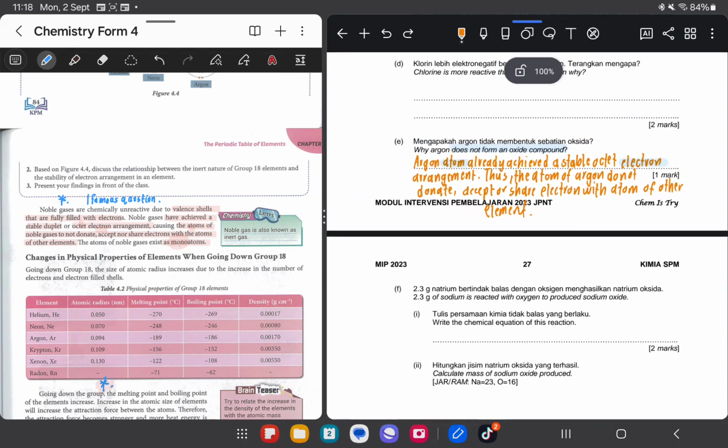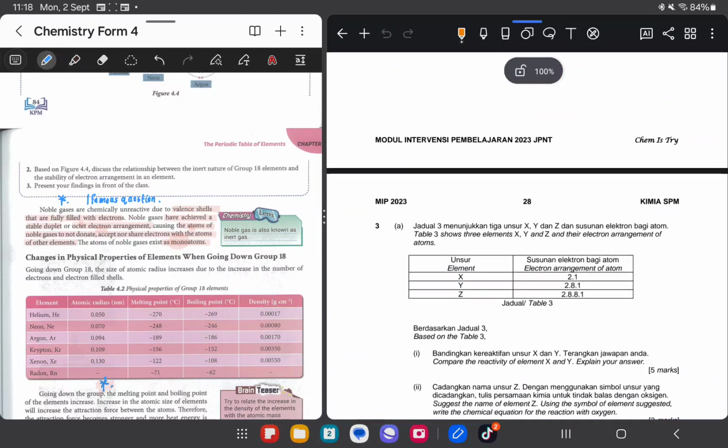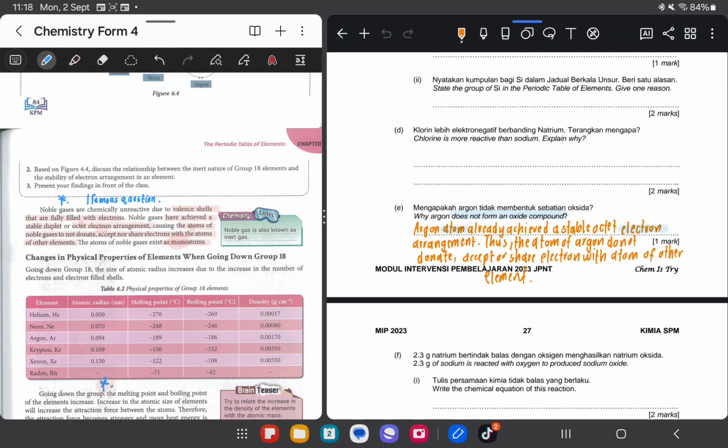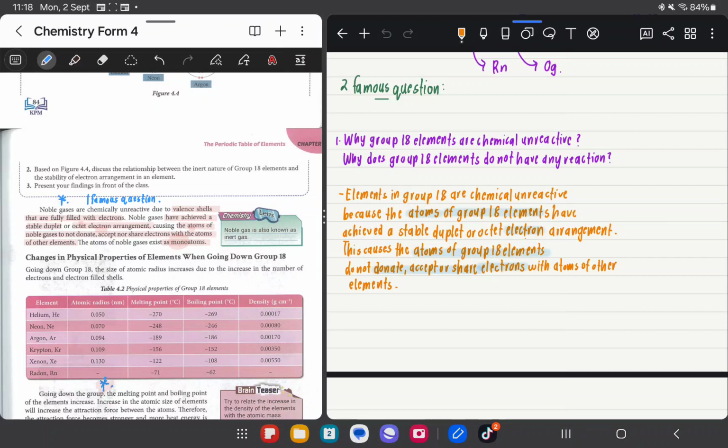So this is one question I managed to find for now. There are many more. Okay, but it's fine, I just wanted to show you a demo. So now your responsibility is to be careful, because I can guarantee that whenever group 18 comes up, this question is a must. If they don't ask it directly like this, they will give any one of the elements like I showed earlier, and ask why the element cannot produce any oxide compound, something like that. So the answer is still the same. Okay, remember that, and don't make careless mistakes.